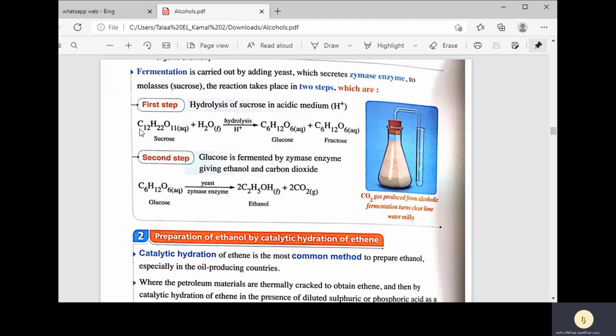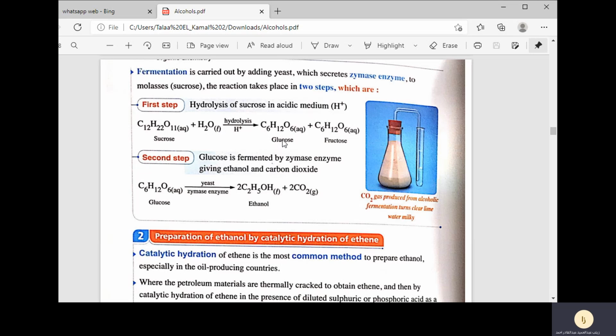found in molasses, its structure is C12H22O11. After addition of water, it will be hydrolyzed into two other molecules of sugar, which are glucose and fructose, C6H12O6, C6H12O6. By the first step, hydrolysis. What's meant by hydrolysis? Addition of water to the sucrose sugar, which is found in molasses. So this is disaccharide. It will be changed into monosaccharide sugar, which is fructose and glucose.